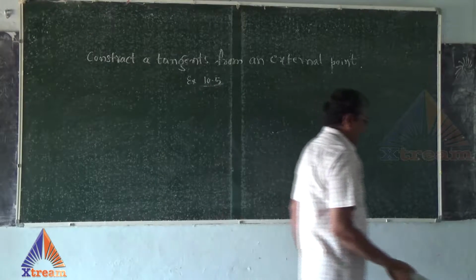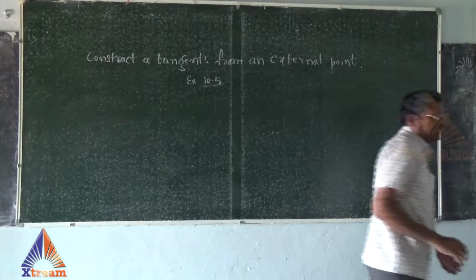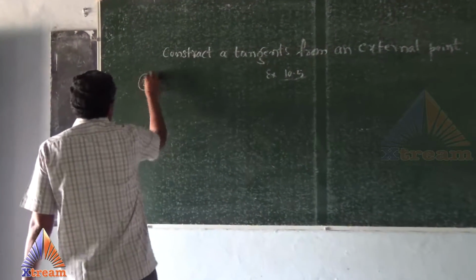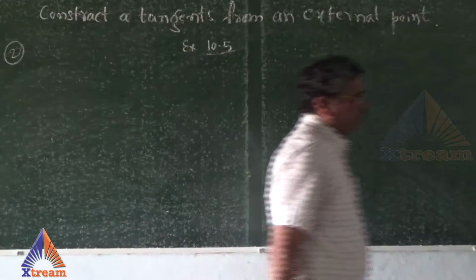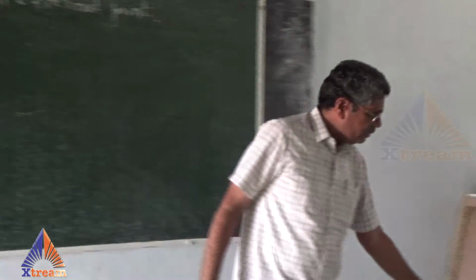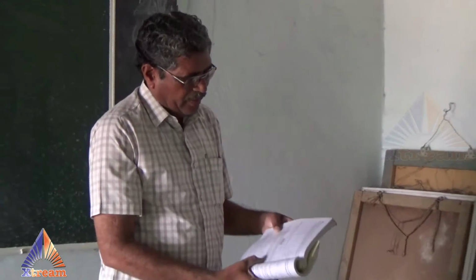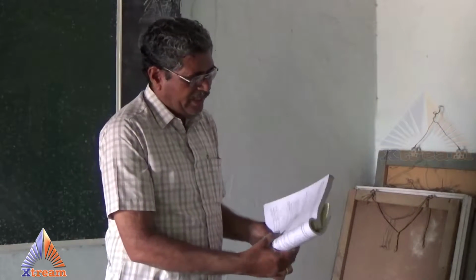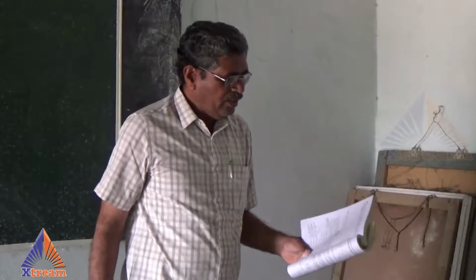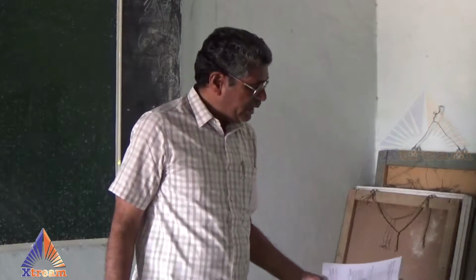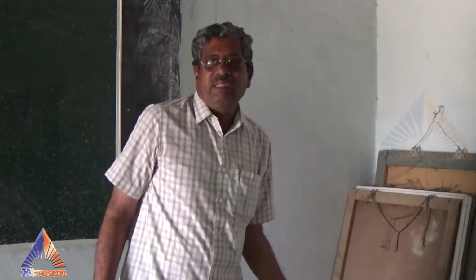All of the students, you can take the second type, that is another problem. Example 2: construct a pair of tangents to a circle of radius 3.5 centimeter from a point 3.5 centimeter away from the circle.